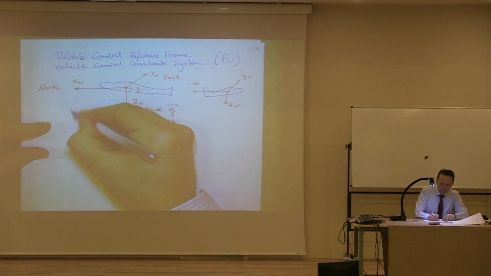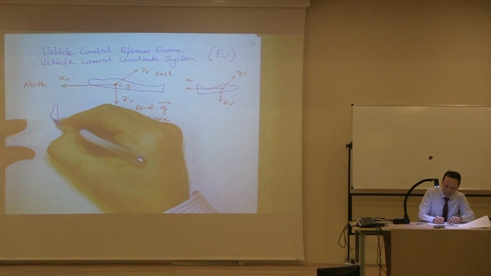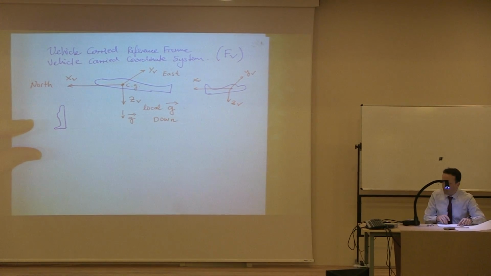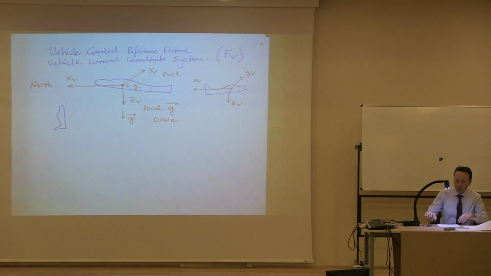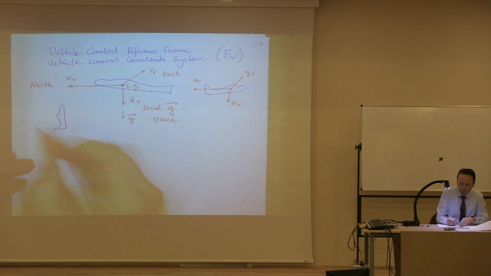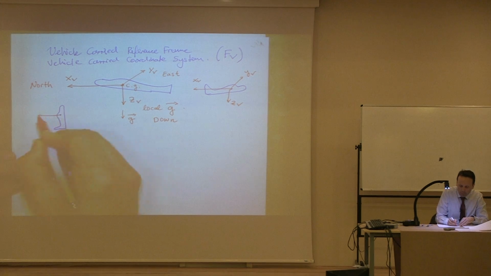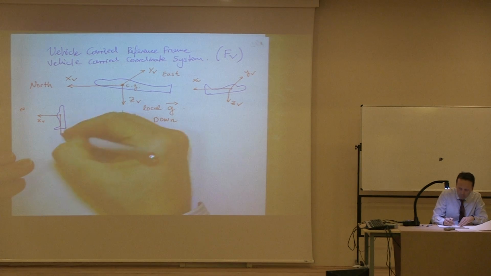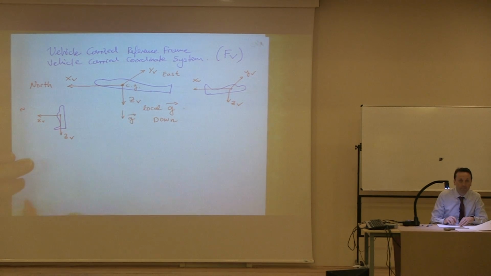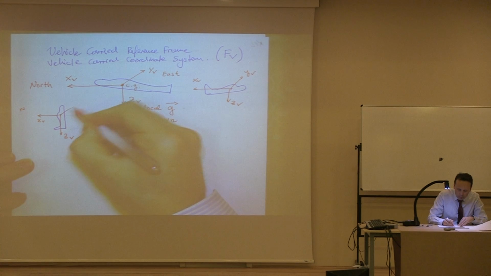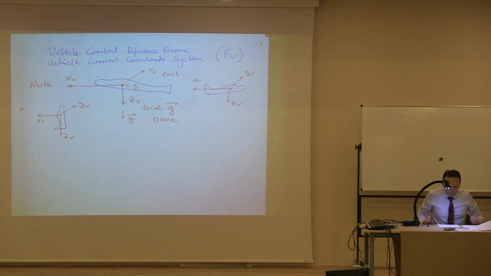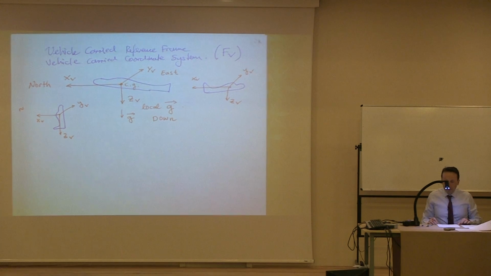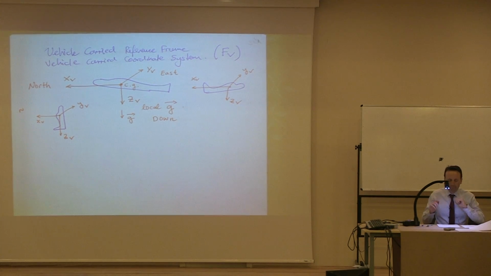Think of an airplane going upwards. Going straight upwards, and this is a CG. Where would be the vehicle carried coordinate system? XV would still be pointing north. ZV would still be pointing towards the local gravity vector, and YV would be pointing inwards, such that it is a right-handed coordinate system.